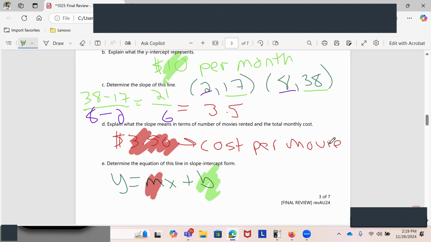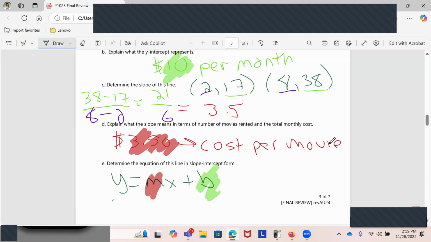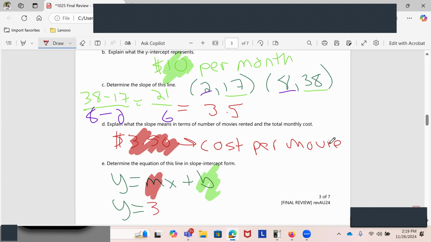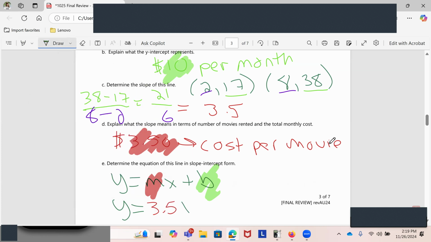It does not like me to highlight right away when I first do it. So I'm going to have y equals, what number am I putting in for the slope? 3.5. Yep, perfect. And you can either write 3.5 or 3.50. I like the pretty colors. x plus, and then what number am I replacing b with?